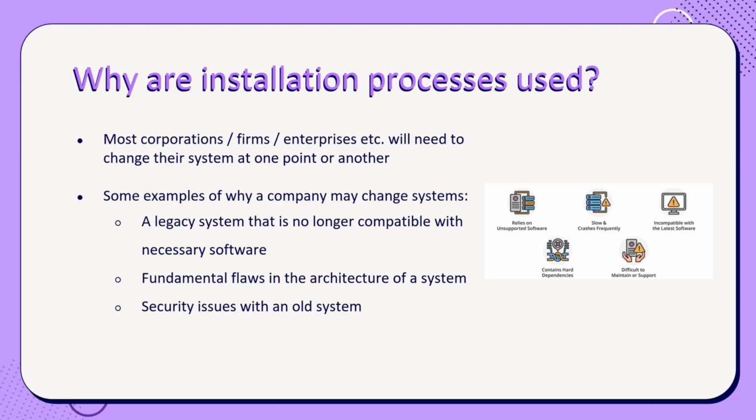So some examples of a company who may need to change systems is a legacy system that is no longer compatible with the necessary software, fundamental flaws in the architecture of the system, or security issues with an old system.